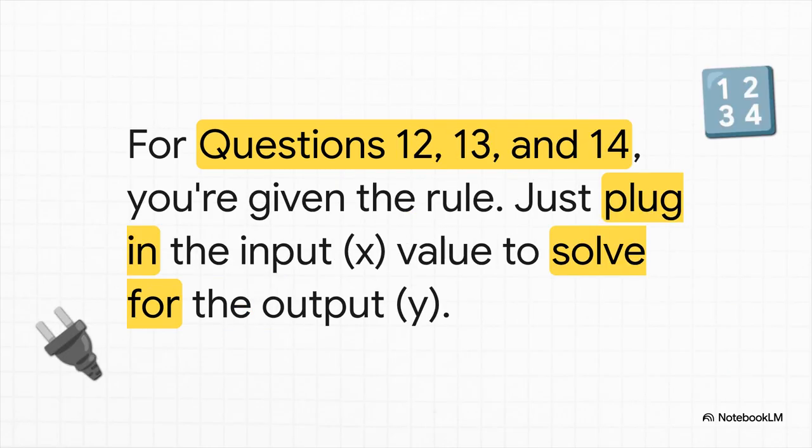Now for the last few questions on the quiz, we're basically just doing this in reverse. This time they give you the rule and they give you the input x. All you have to do is take that number, plug it into the equation where x is, and solve to find the output y. That's it.